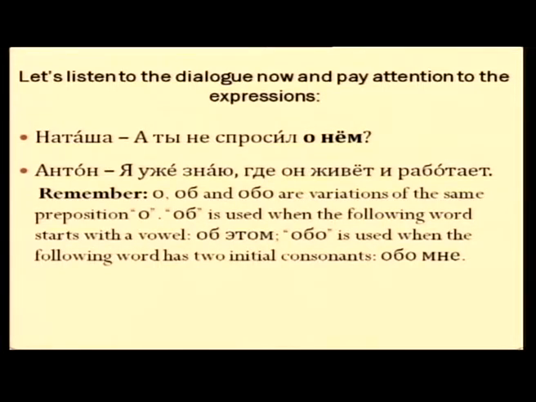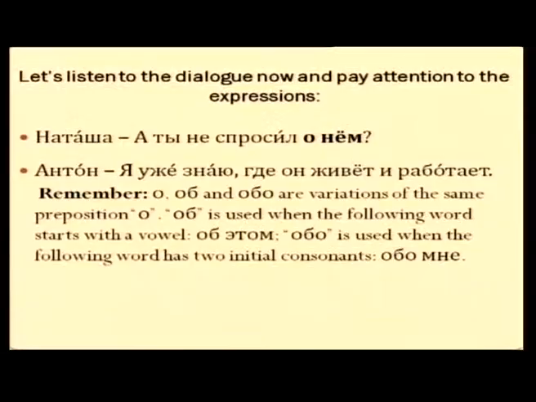If it had been about her, it would have been о ней. So, accordingly, обо мне, о тебе, о нем, о ней, о вас, о нас, о них are used. We will be seeing more such dialogues in our next sessions, when we will talk about the usage of о ком, о чем along with где and что.